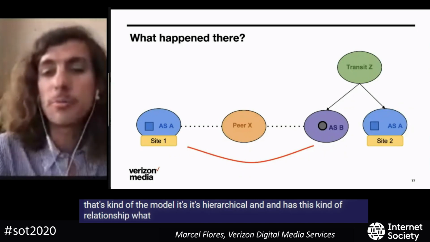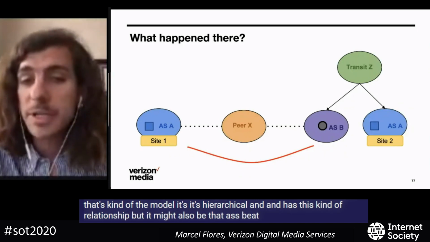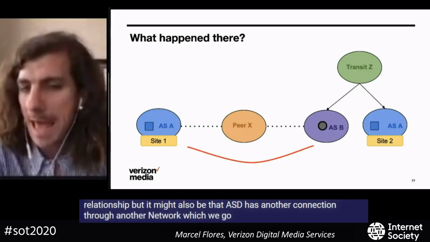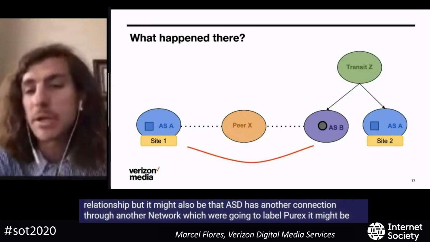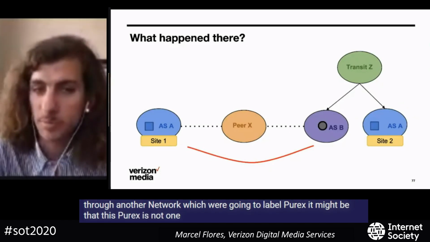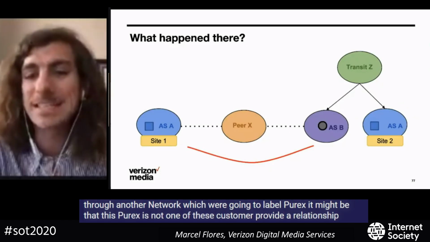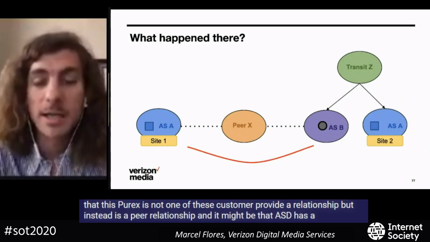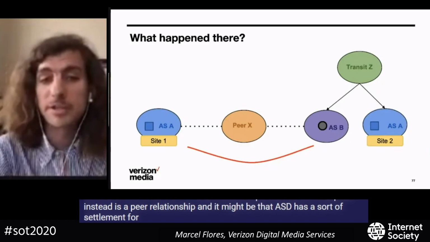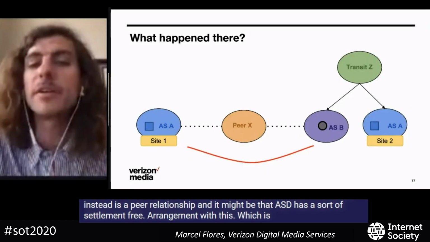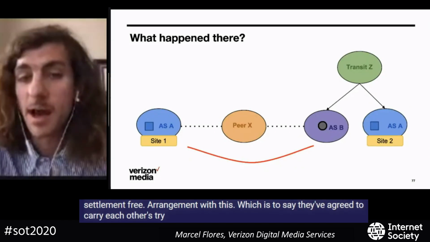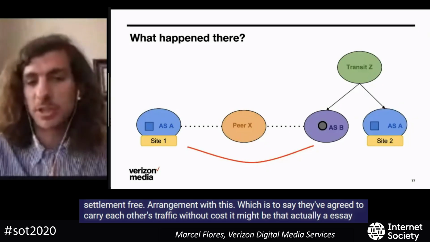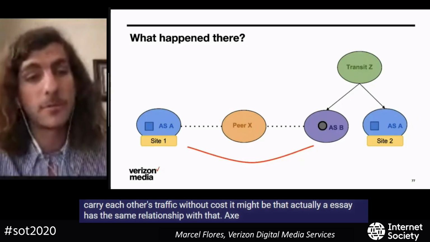But it might also be that ASB has another connection through another network, which we're going to label Peer X. And it might be that this Peer X is not one of these customer-provider relationships, but instead is a peer relationship. ASB might have a settlement-free peering arrangement with this peer, which is to say they've agreed to carry each other's traffic without cost. And it might be that ASA has the same relationship with that Peer X, but in California.